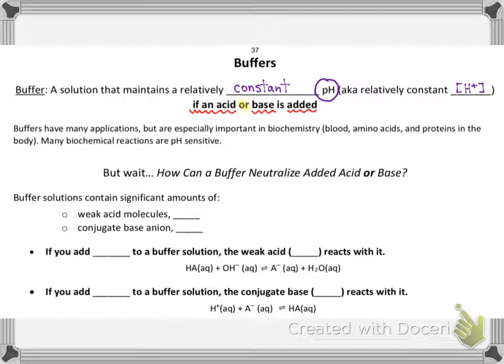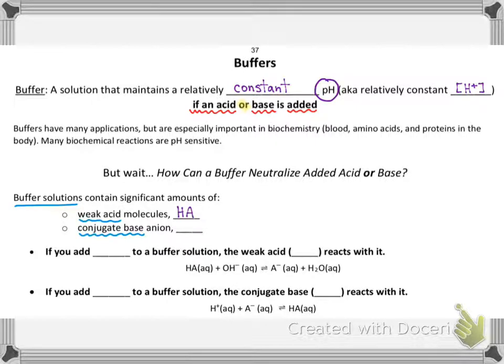Like blood, amino acids, proteins in the body, it turns out many biochemical reactions are pH sensitive, so blood is buffered. But wait, you may think, what sorcery is this? How could a buffer neutralize added acid or added base? Well, a buffer solution contains significant amounts of both a weak acid and its conjugate base.